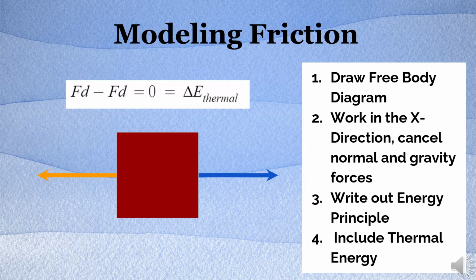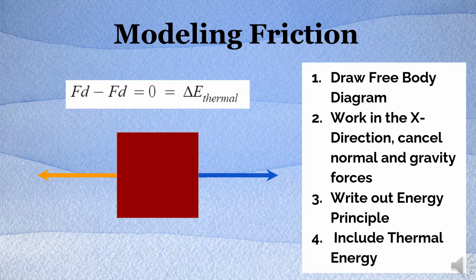This week we covered modeling friction. We looked at the example of pulling a box across a surface. In terms of thermal energy, we know that if there's friction, the box should become a bit hotter since friction is a dissipative force. We attempt to prove this mathematically through the energy principle.